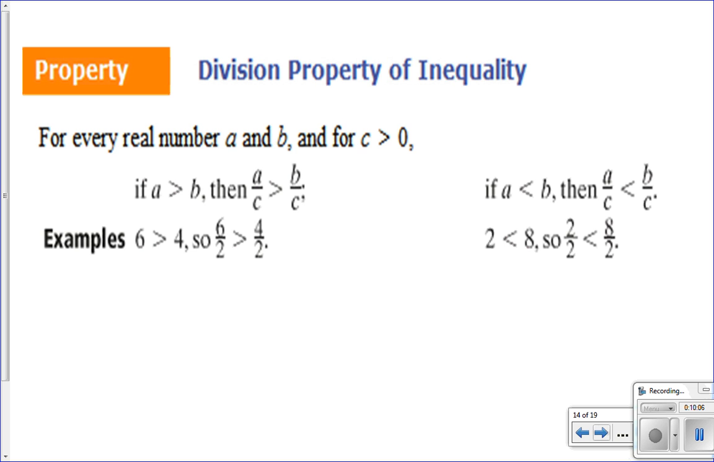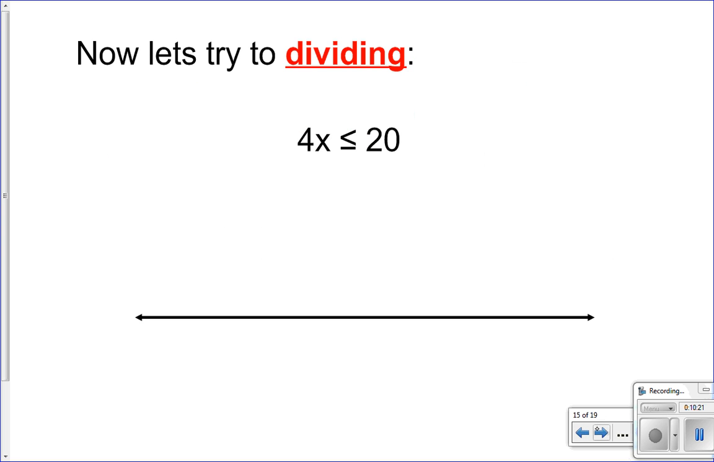The division property of inequalities: a is greater than b for every number a and b, and c greater than 0, a divided by c is greater than b divided by c, and if a is less than b, a divided by c is less than b divided by c. So let's try dividing. Try to divide both sides of this equation by 4, because I have 4x is less than or equal to 20. Those 4's are going to cancel out, and I'm left with x is less than or equal to 20 divided by 4 equals 5. So x is less than or equal to 5.